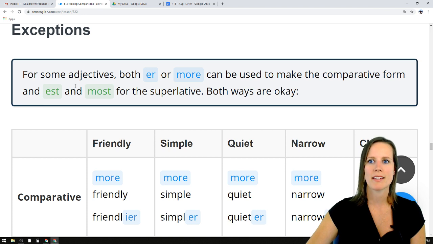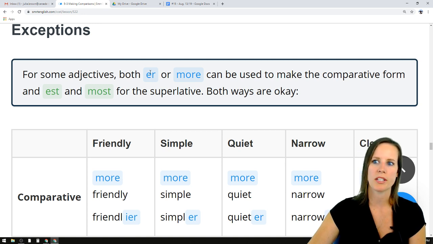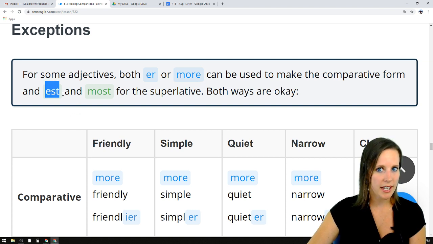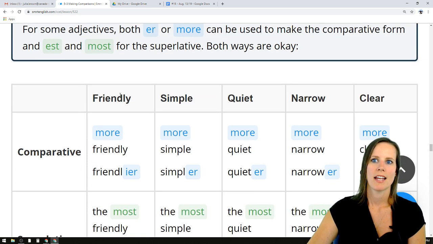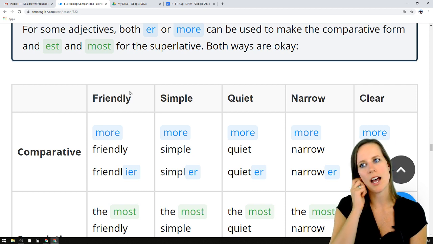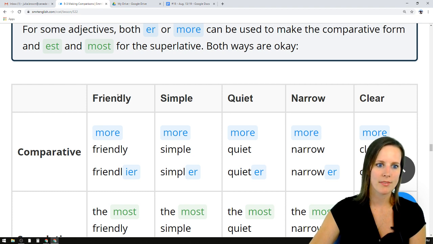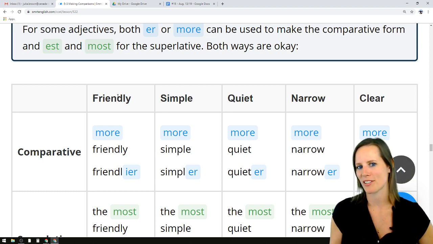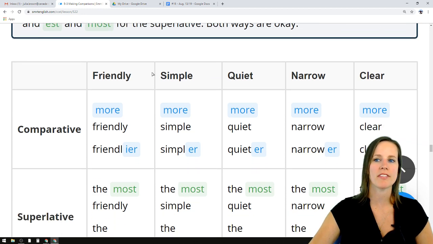So here are some exceptions. So for some adjectives, you can use both forms. You can use ER or you can use more, okay? And you can use EST or you can use the most in the superlative. Both ways are okay. And here are some of the common adjectives which this is the case, okay? So friendly. English is the most interesting language to learn, you would say. Good. Football is the most interesting sport in the world, Kelvin. Good. Okay, so for all of these, both are okay.